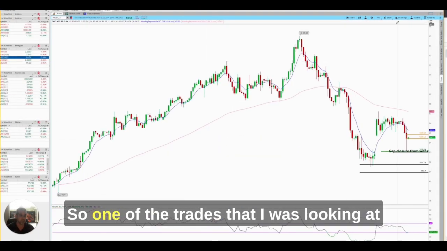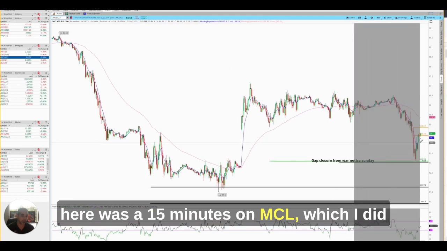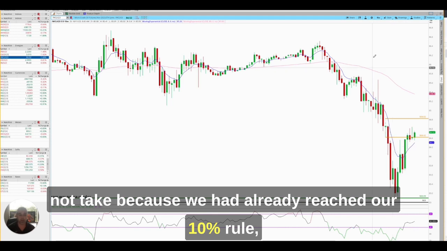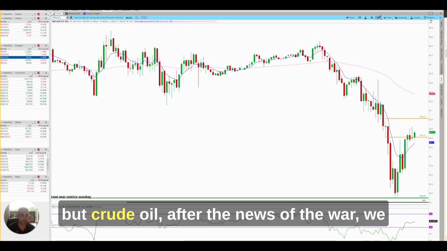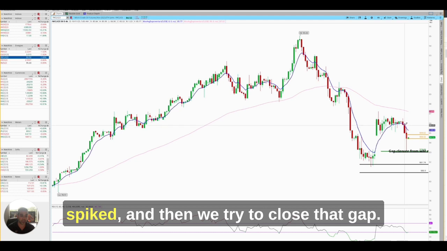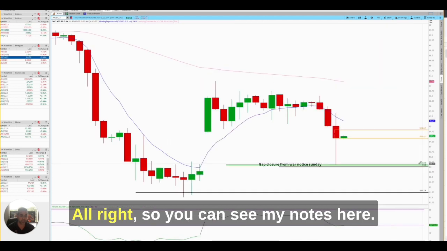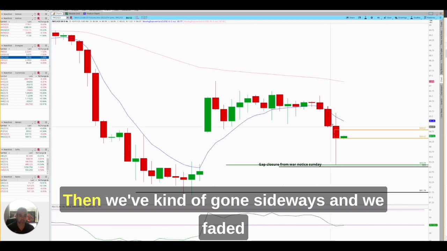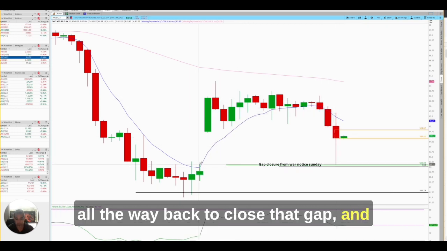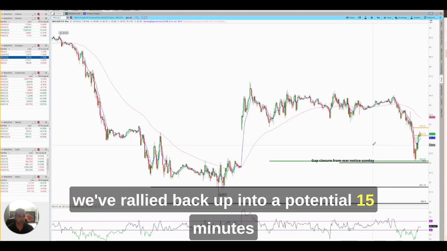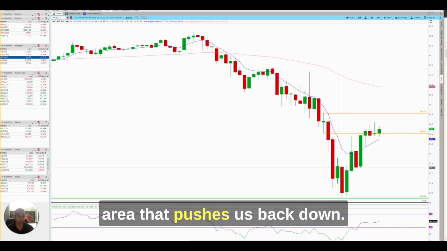So one of the trades that I was looking at here was a 15-minute on MCL, which I did not take because we had already reached our 10% rule. But crude oil, after the news of the war, we spiked. And then we try to close that gap, all right? So you can see my notes here, gap closure from the war notice on Sunday evening. Then we've kind of gone sideways and we faded all the way back to close that gap. And we've rallied back up into a potential 15-minute area that pushes us back down.